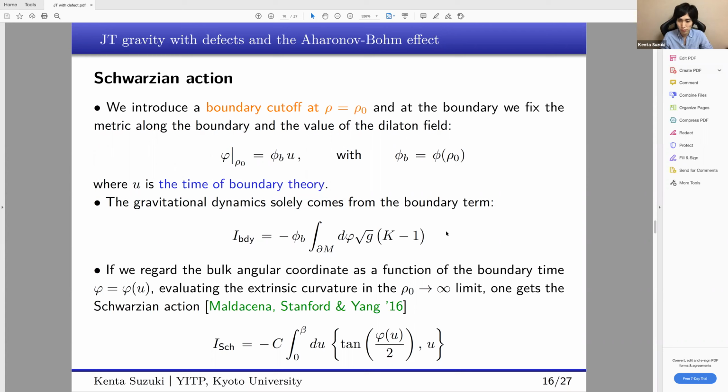As we said before many times, the boundary action is the only physical degree of freedom. Now if we regard the bulk angular coordinate phi as a function of the boundary time u, and then evaluate the extrinsic curvature, taking the rho naught to infinity limit, this gives the Schwarzian action, which is given by this expression.